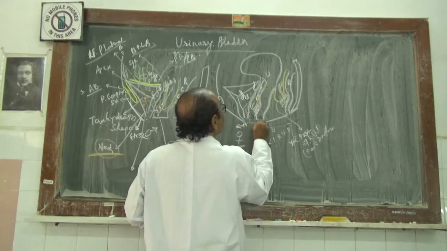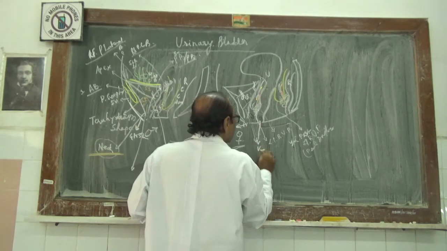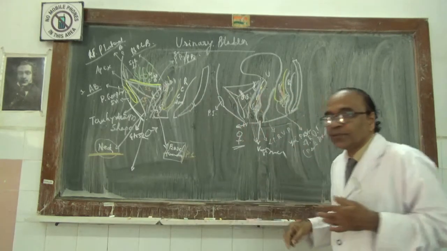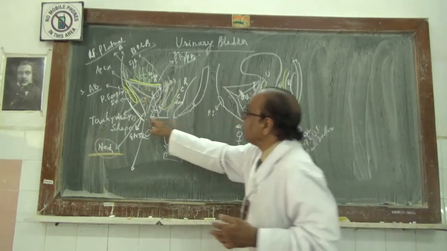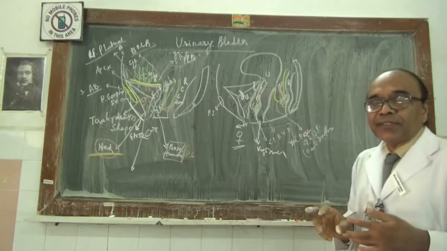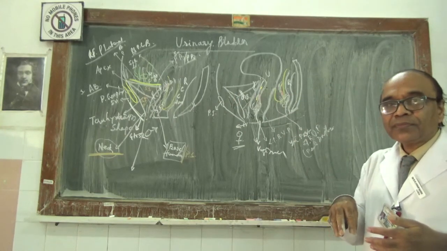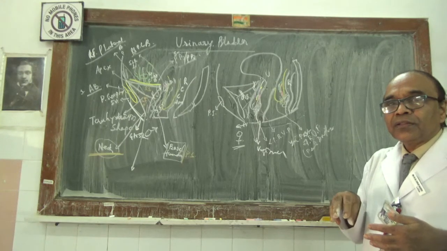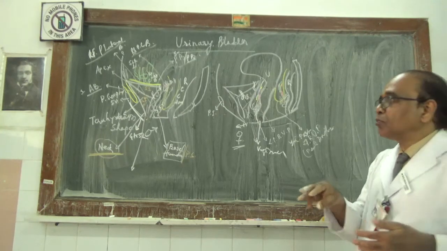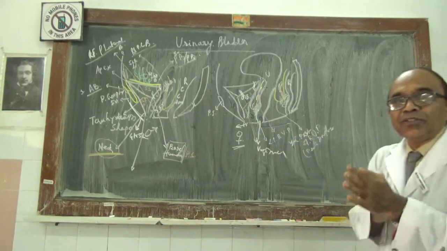So this is the vagina. So this is the neck. The neck is directing downwards and forwards.